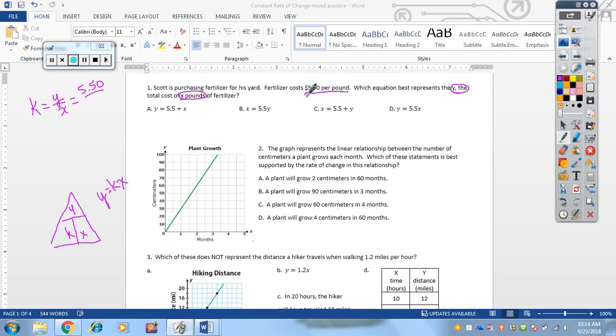It's $5.50 per pound. Per how many pounds? Per 1 pound. Otherwise it would say per 2 pounds or per 3 pounds. Any number divided by 1 is just that number. So you are looking for the equation where 5.50 is K.